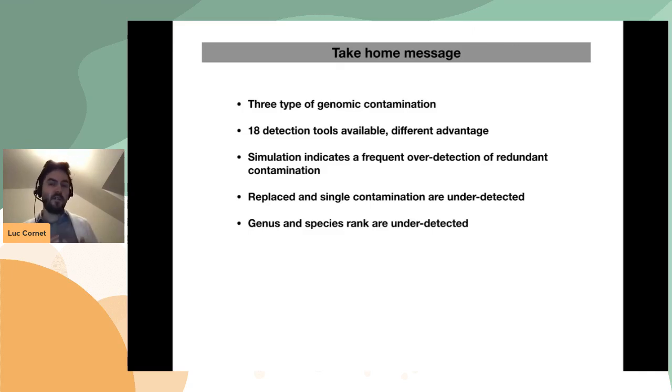In the actual state of what our simulation shows, it indicates a good detection of redundant contamination, but a non-detection of replace and single contamination, which might also occur at the same frequency as the other one. And also, genus and species ranks are the ones that are the most complicated to detect.